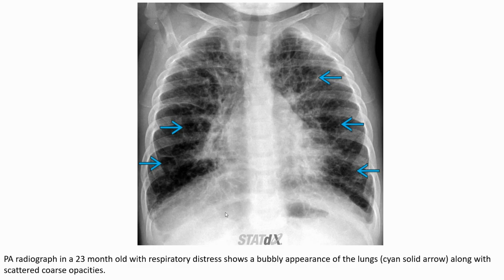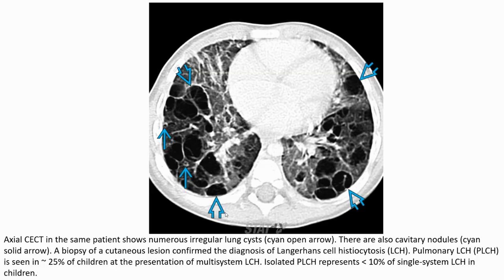Another patient, a 23-month-old with respiratory distress, shows a bubbly appearance of the lung along with scattered coarse opacity. Axial contrast-enhanced CT in the same patient shows numerous ectatic cysts. There are also cavitary nodules. A biopsy of a cutaneous lesion confirmed the diagnosis of Langerhans cell histiocytosis.